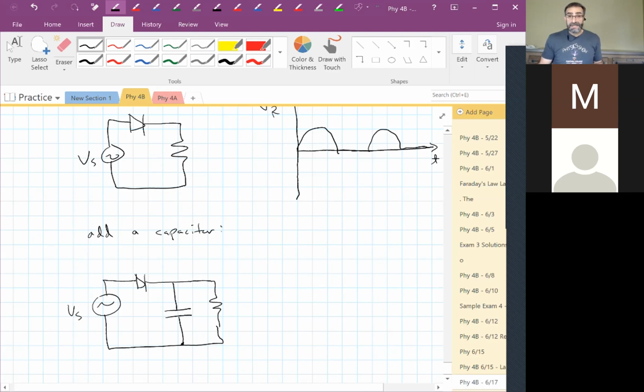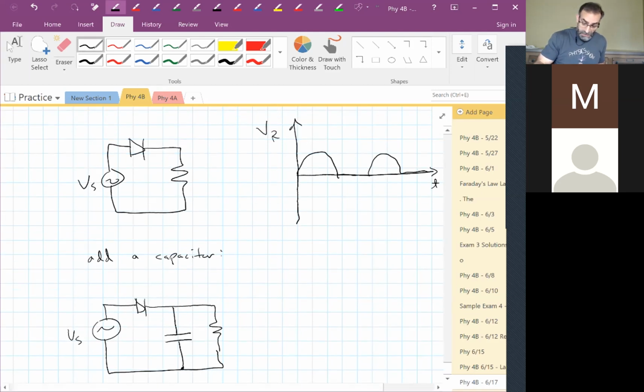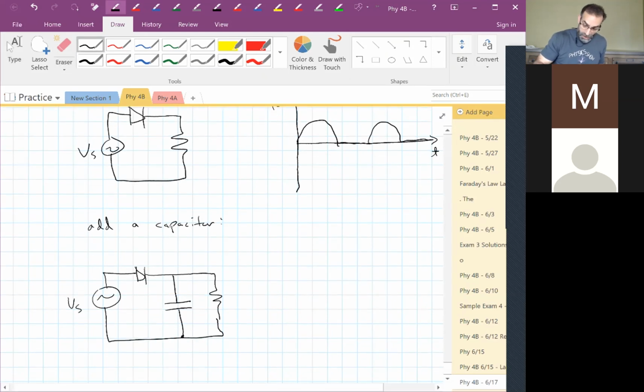Well, we did an RC lab. What happened? So in this part of the cycle, the capacitor gets charged up. In this part of the cycle, the capacitor is not getting any voltage from the source, so it discharges through the resistor. And then it charges up again. So what we end up with over here is something that looks like this.